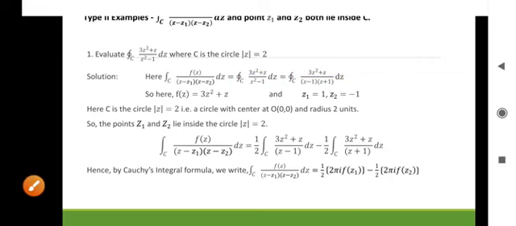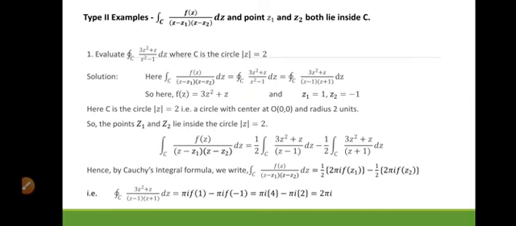Now f of z is 3z square plus z, z1 is 1 and z2 is minus 1. So with these values we get the final integration result as 2 pi i by Cauchy's integral formula. Now we will discuss one more case in type 3 examples where both the points lie outside the curve C.